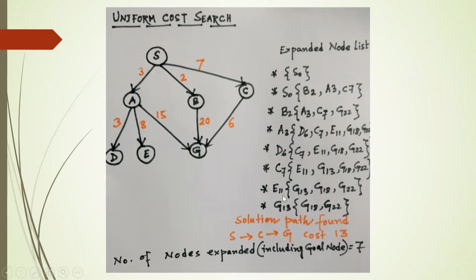So this is the order of nodes visited: S, B, A, D, C, E, G. What is the shortest path here? The shortest path here is S, C, G. This is the concept of uniform cost search. Here we have to use the cumulative cost. In breadth first search and depth first search, we won't consider the cost. In depth first search, we travel depth-wise using the stack concept. In breadth first search, we travel level-wise, so we use the concept of Q.